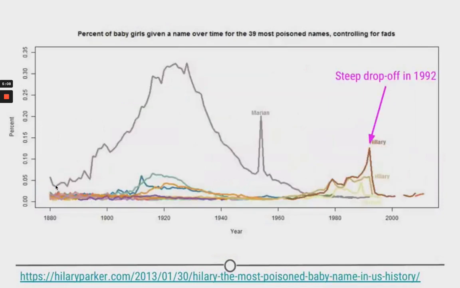To figure out what was specifically going on with the name Hillary, she removed names that became popular for short periods of time before dropping off, and only looked at names that were in the top 1,000 for more than 20 years. The results from this analysis definitively show that Hillary had the quickest fall from popularity in 1992 of any female baby name between 1880 and 2011. Marion's decline was gradual over many years.